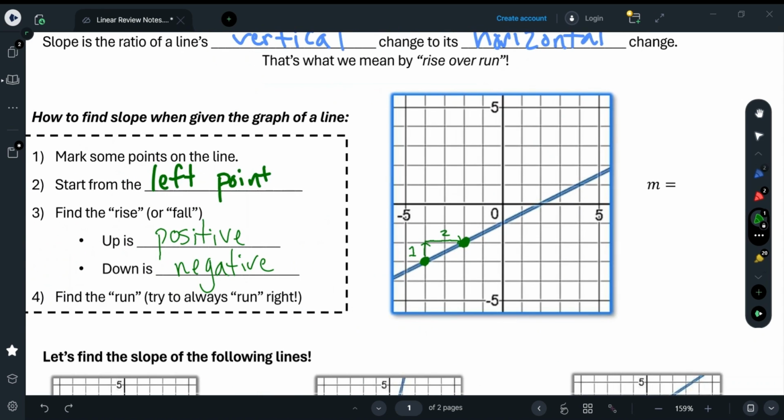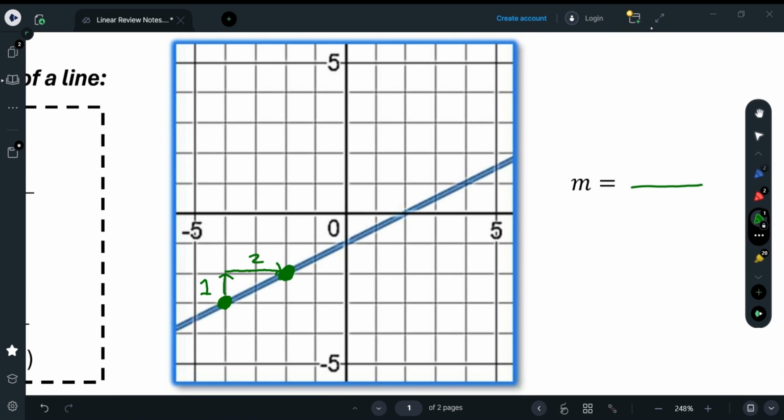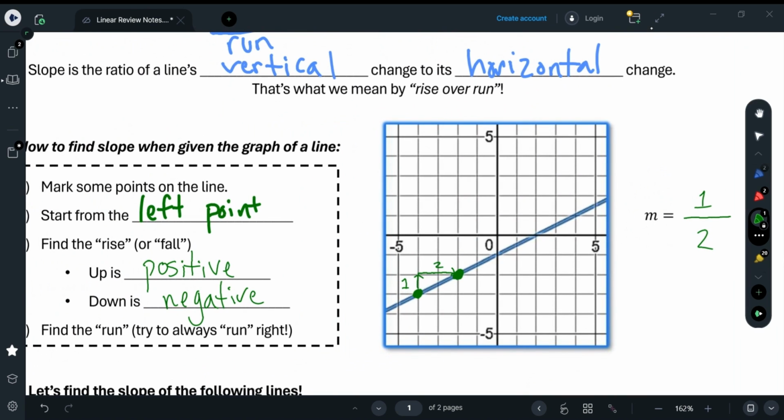The definition of slope is rise over run. So over here, rise goes on top, that's a 1. Run goes on the bottom, that's a 2. There's my slope. Okay, this is the rise, this is the run. All right, slope of 1/2 for this line.